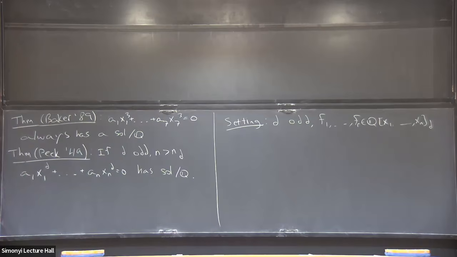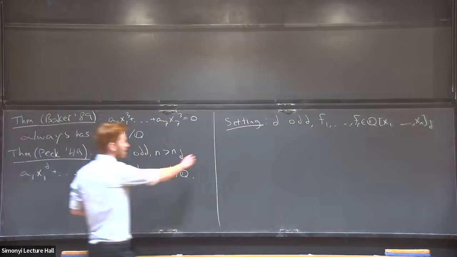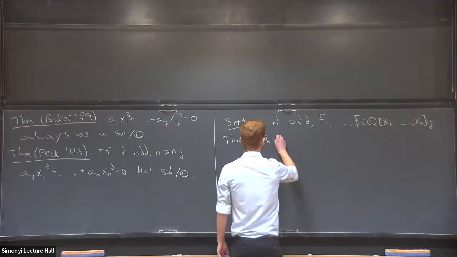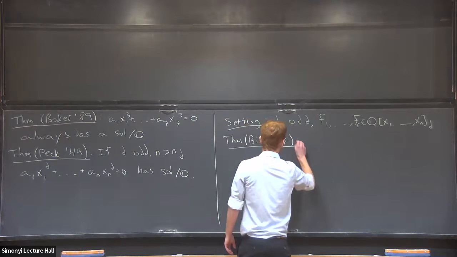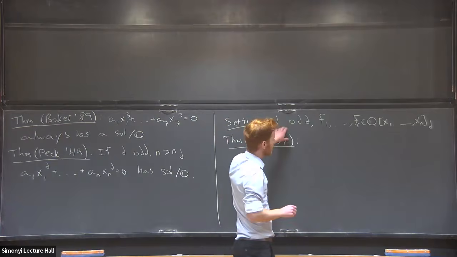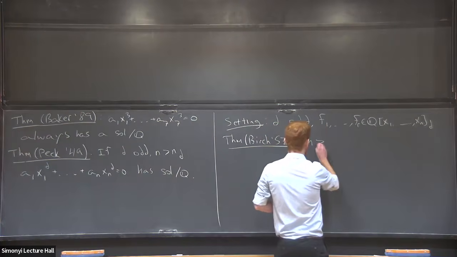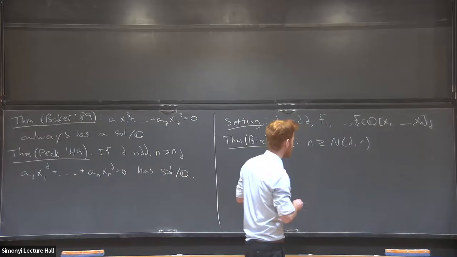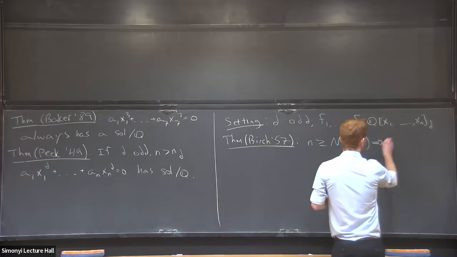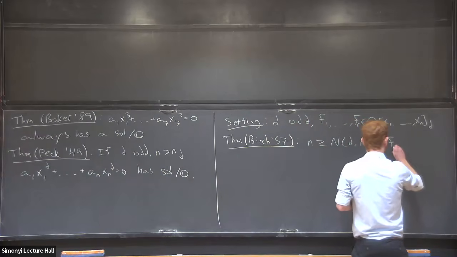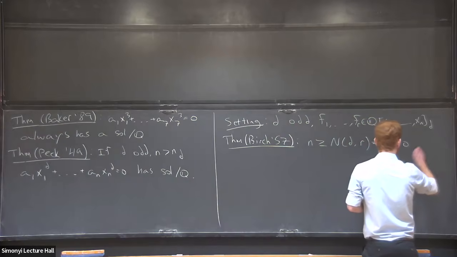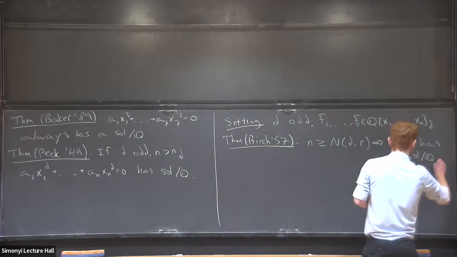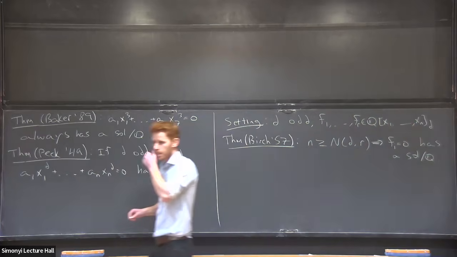Birch proved in 1957 that in this situation, so long as the number of variables is greater than some threshold, depending on our two parameters, then the system of equations Fi equals 0 has a solution. Birch's theorem: you get infinitely many.